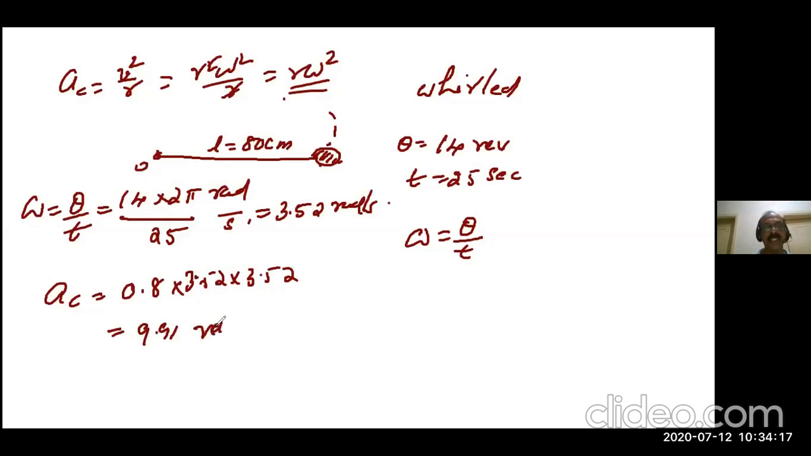Radians per second squared. Meter per second squared, right? Linear acceleration is meter per second squared. Here instead of meter, radians will come. Radians per second squared.